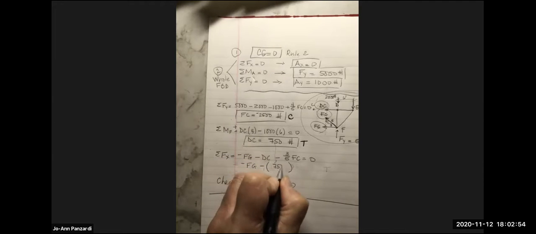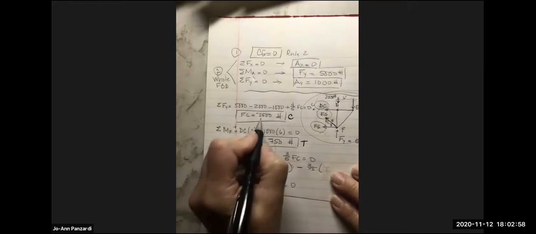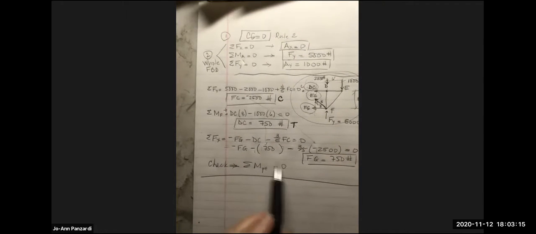I want to make sure we follow. So it's negative FG minus whatever DC we got here, which is 750, minus 3/5, and then whatever's here, we have to bring it down, negative 250. I'm glad you're asking me this question. And then FG turned out to be 750 plus, and it's a tension. So you guys, this is great. You have to put in the negative if you got a negative.